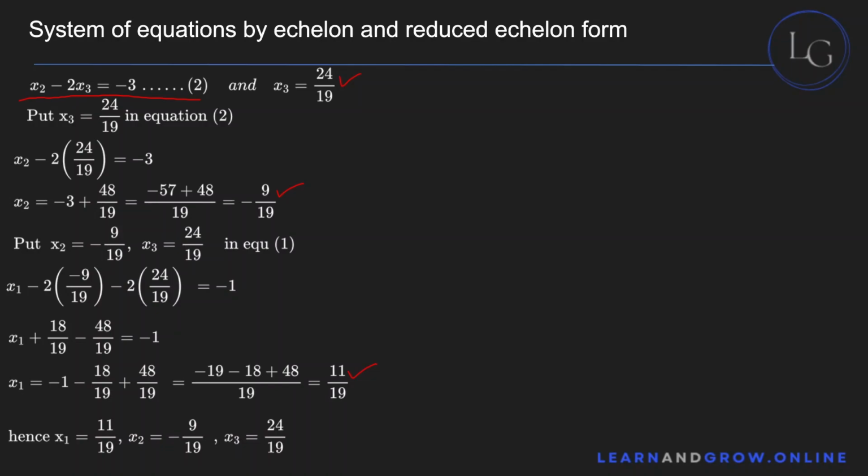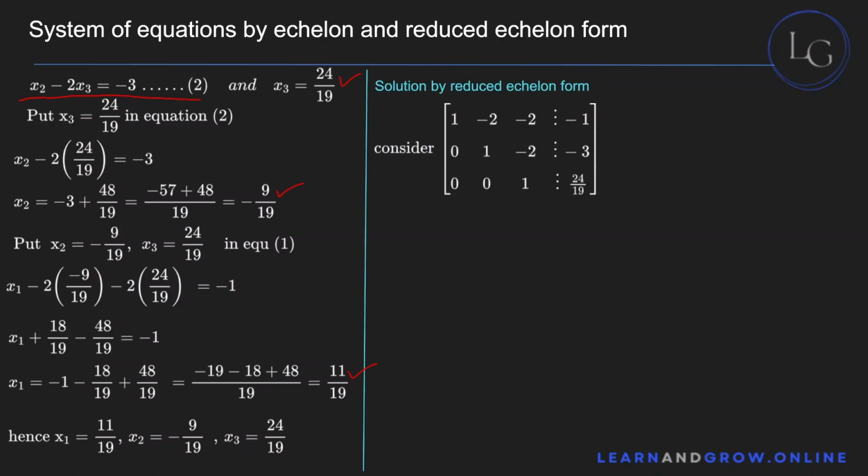Now, let's solve this by turning the echelon form into its reduced echelon form. In a reduced echelon form, you must remember, as I've mentioned before, the leading entry in each row must also be the only non-zero entry in its respective column. So this one here is clearly the only non-zero entry in its column. But this one here is not the only non-zero entry in its column. Minus 2 is also in its column.